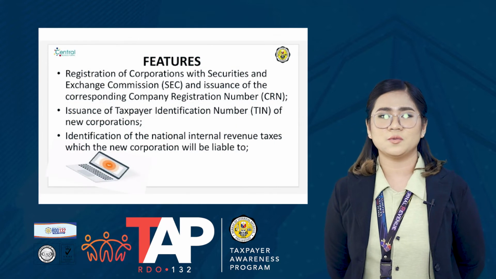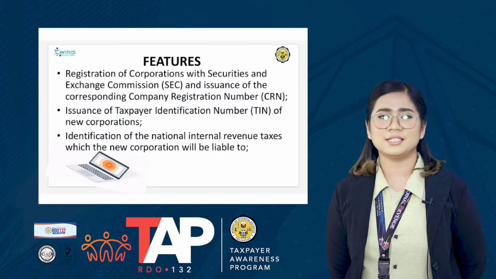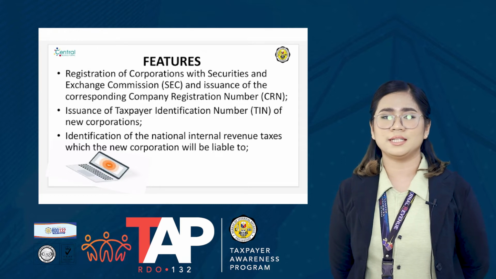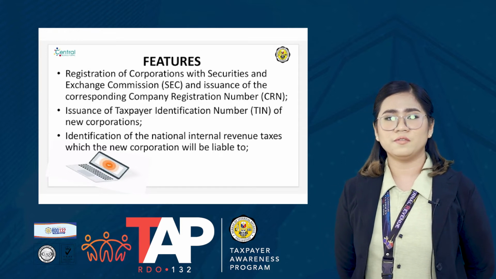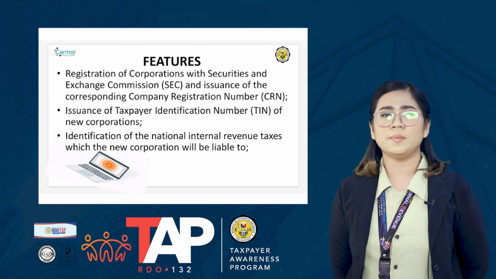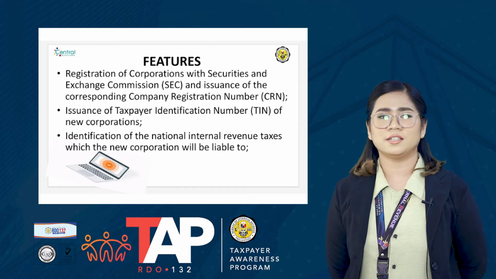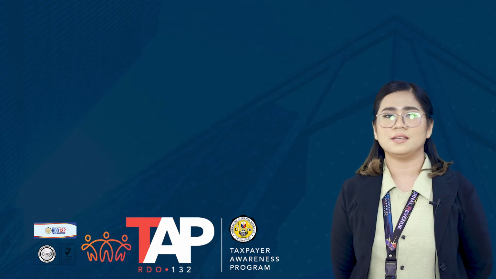Registration of corporations starts with Securities and Exchange Commission, or SEC. SEC has its own process and system which is linked with CBP. Upon approval of SEC of the registration of the corporation, it issues a company registration number. The issuance of CRN triggers the start of the BIR process in CBP.